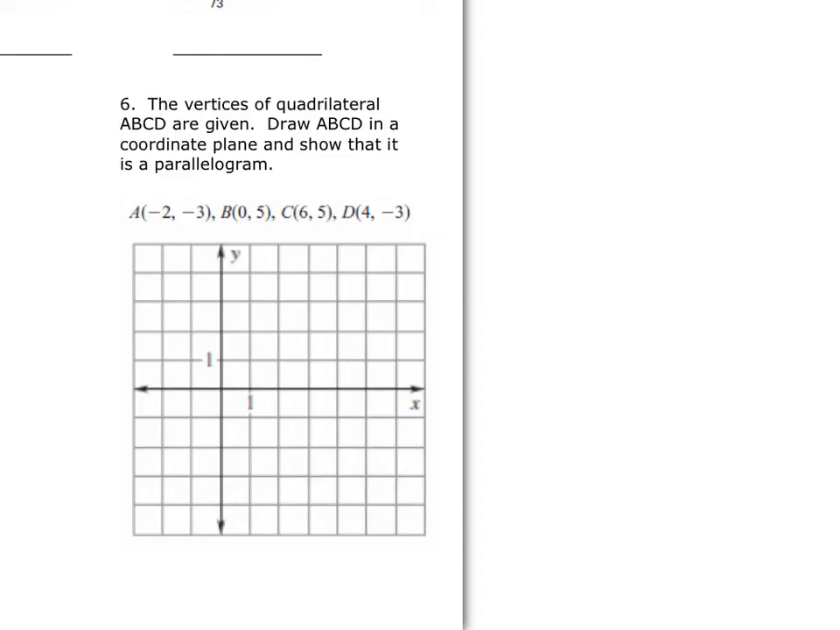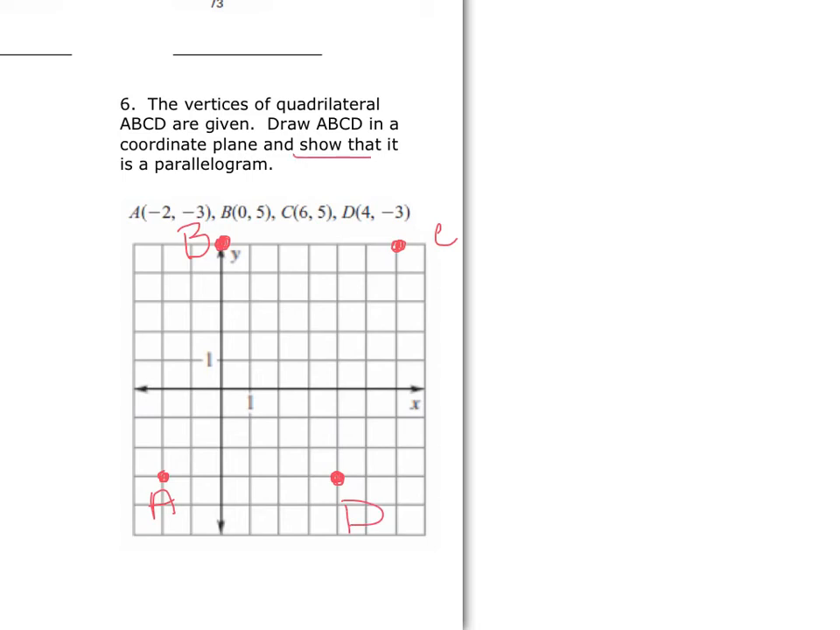Last but not least, number 6, the vertices of quadrilateral ABCD are given. Draw quadrilateral ABCD in the coordinate plane and show that it is a parallelogram. So let's first plot the points, and then we'll talk about how to do this. So A is at -2, -3. B is at 0, 5. C is at 6, 5. And D is at 4, -3.